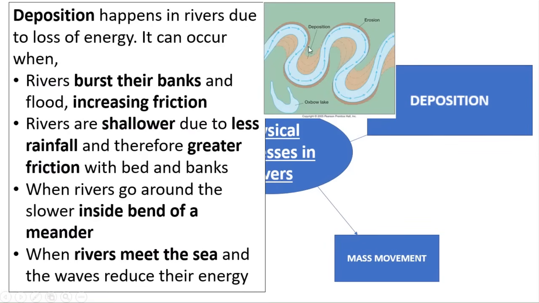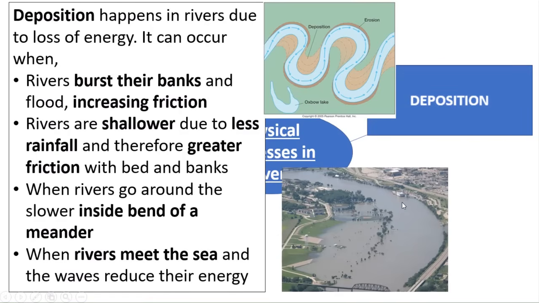There you go, you can see the inside bend of the meander there building up over time, whereas the outside bend is eroding. And this is a river in flood, this is the main channel, and as it spreads out over here, this is very, very shallow. It's much shallower than the actual river channel itself, and so there's lots of sediment going to be deposited on this flat area here.